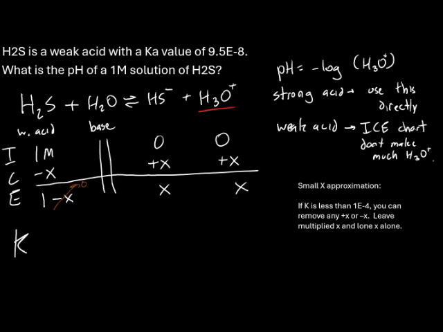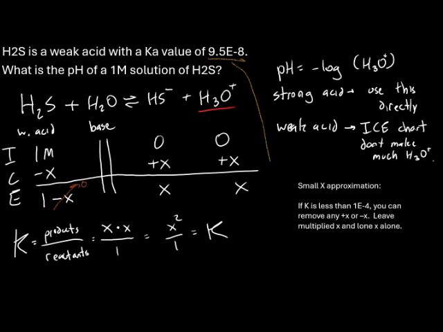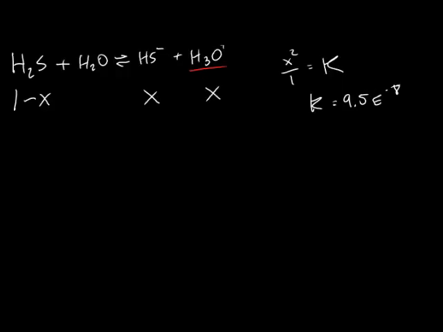Then we can write the K expression. K is equal to products divided by reactants. Our products are X and X. We'll have X times X, and our reactants are 1. This gives us X squared divided by 1 is equal to our K. Since our K is 9.5 times 10 to the negative 8, we'll place the K in this position, and then we'll handle the algebra. We'll place our K into the correct position. When we do so, our X squared will be 9.5 times 10 to the negative 8th.